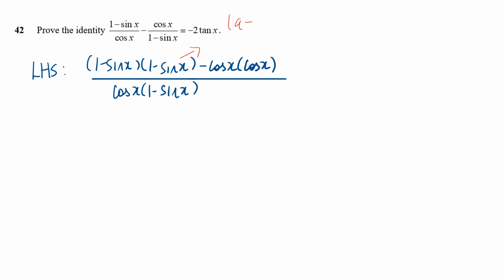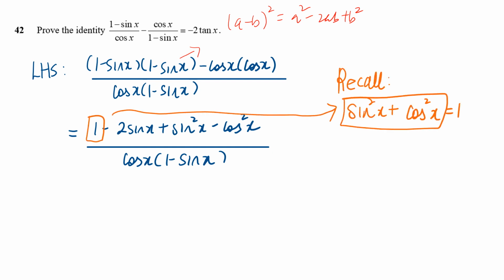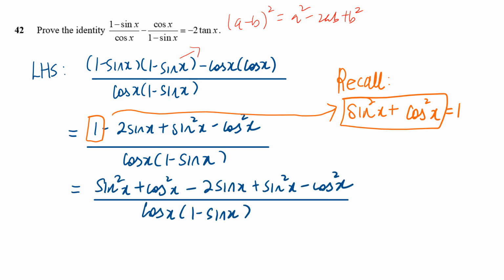This you can use your a minus b squared, which gives you a squared minus 2ab plus b squared. So just go ahead and expand it. But please do not expand the denominator. Usually we don't expand the denominator because it can be simplified with the numerator. Okay, do some recall again, your trigo identity. So we can replace 1 with sin squared x plus cos squared x, and then see what happened. Right. And then you can simplify further.